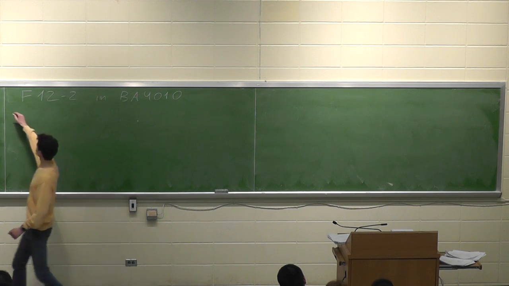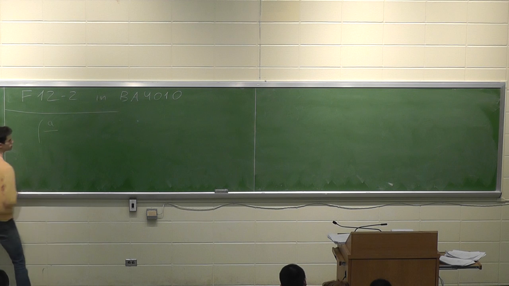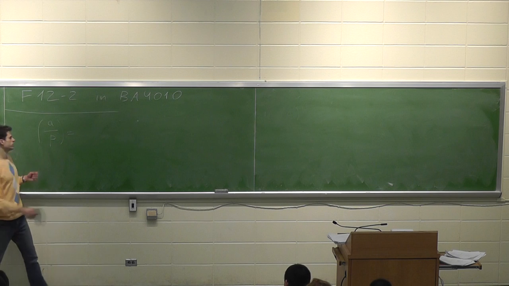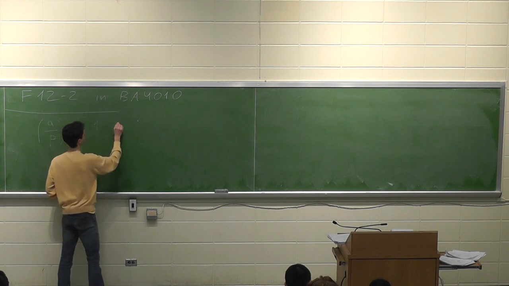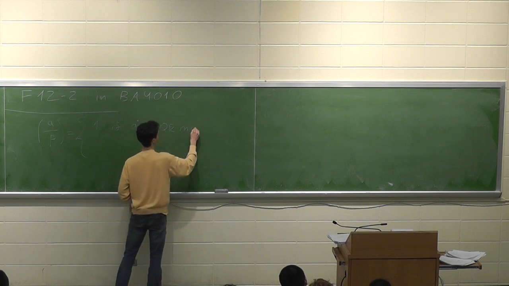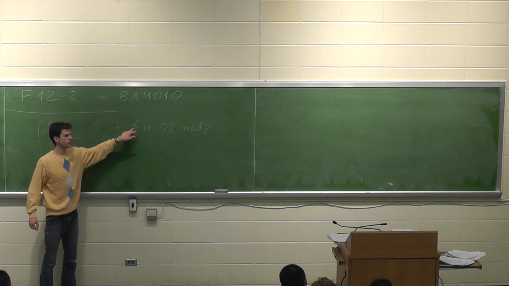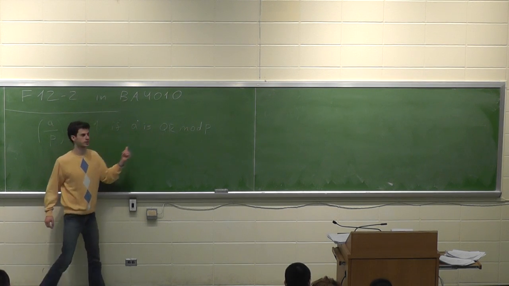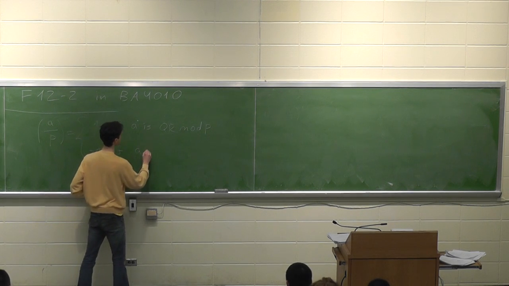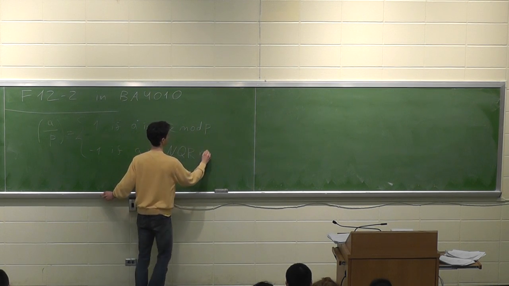So let me recall some notation. We have this notation, the Legendre symbol of a modulo a prime number p. By definition, it is 1 if a is a quadratic residue modulo p, which means a is not equal to 0, and a is x squared for some x. It is equal to minus 1 if a is not a quadratic residue.